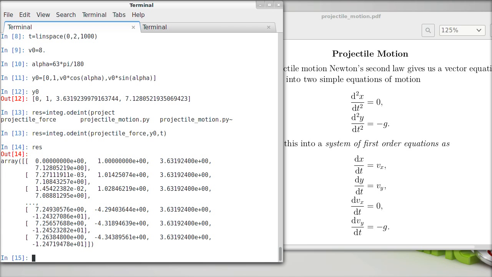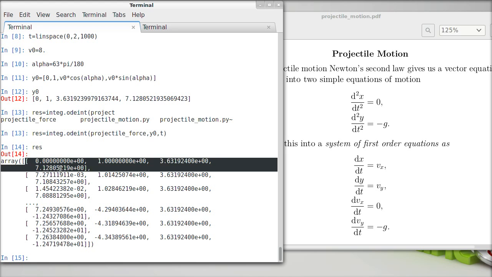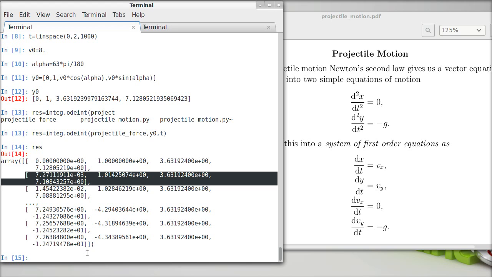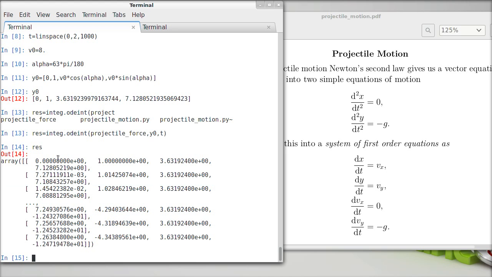So now if we look at this, this is in fact a two-dimensional array that contains in each row, so this row, this row, etc., a different time step. Okay, so starting from t equals 0, going all the way up to t equals 2, filling in everything in between. Each column is one of our coordinates, or one of the things that we're solving for. Again, this is in the same order that we specified them. So this is x, this is y, this is vx, this is vy.